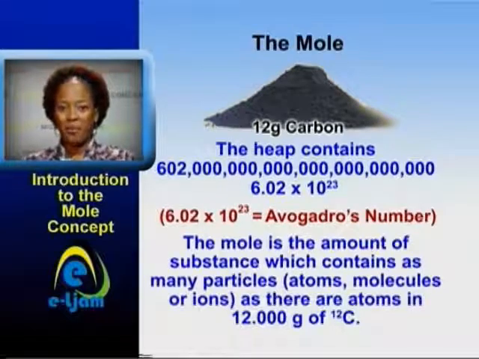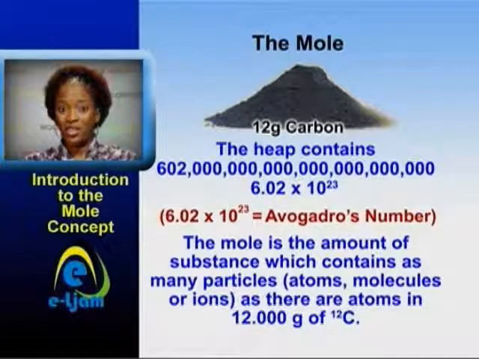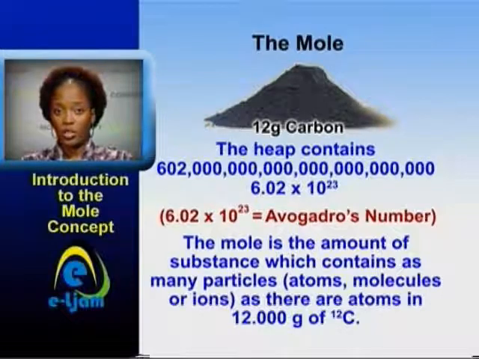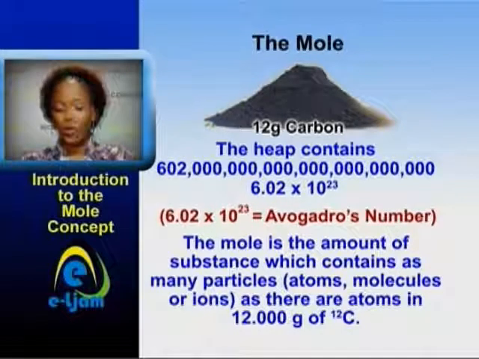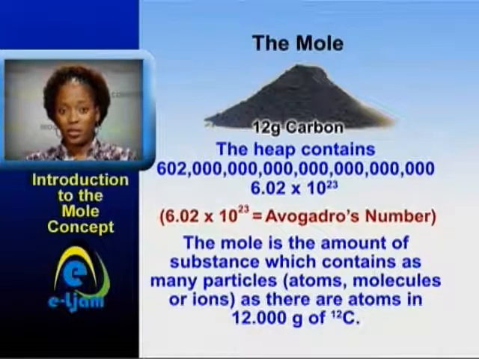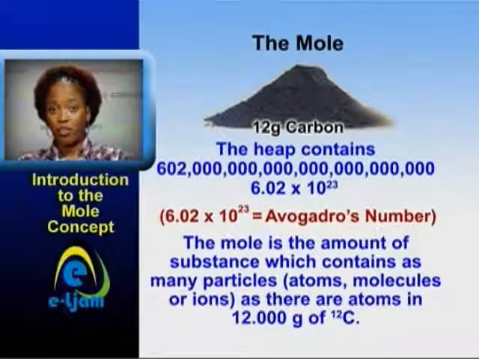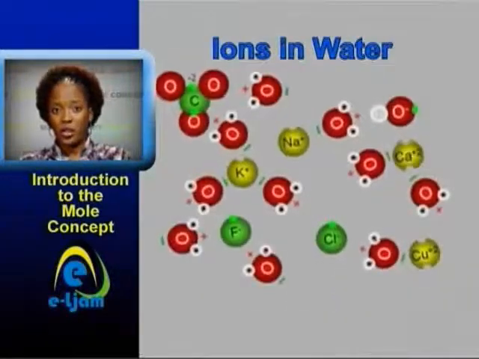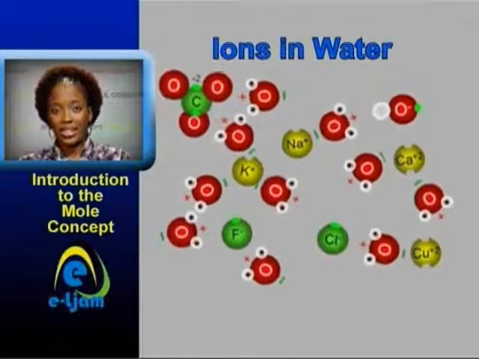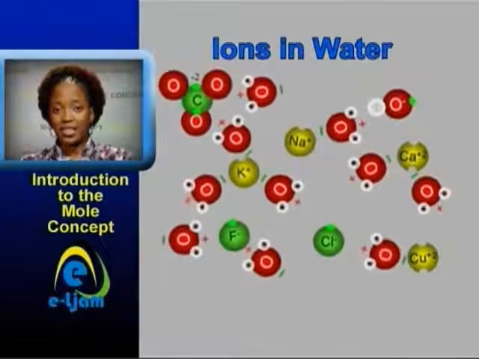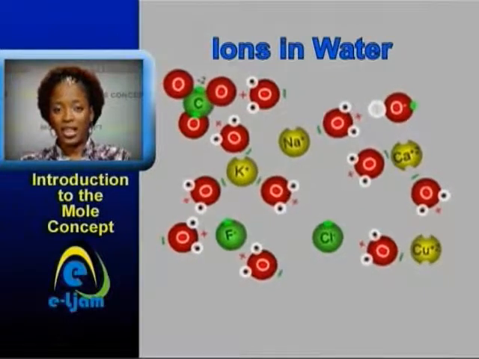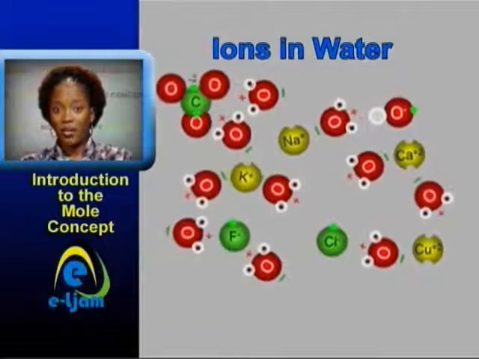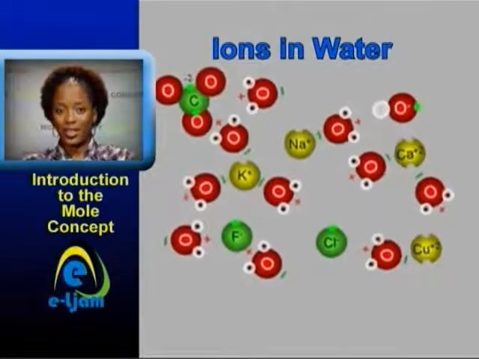Therefore, the mole is the amount of any substance which contains as many particles, be they atoms, molecules, or ions, as there are atoms in 12.000 grams of carbon-12. 1 mole is the amount of substance that contains Avogadro's number of particles of that substance. When speaking of the mole, we must specify the elementary entities that we are referring to. That is, atoms, molecules, ions, electrons, other particles or specified groups of such particles.